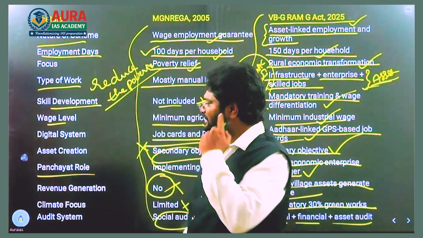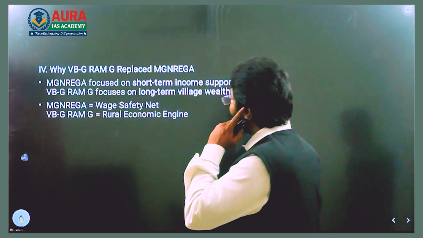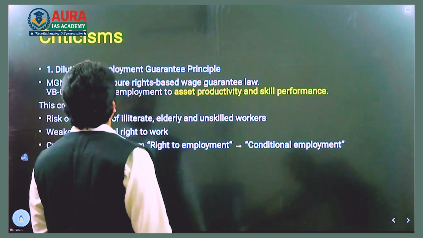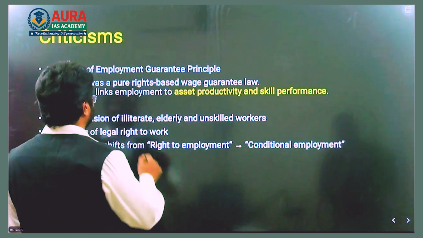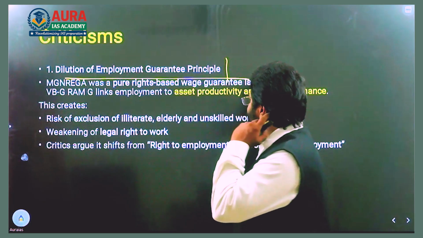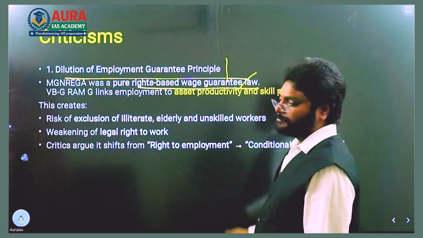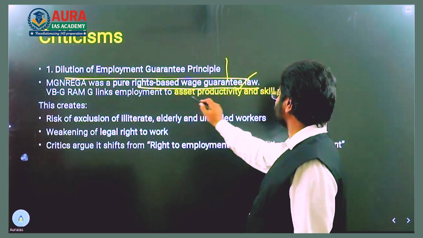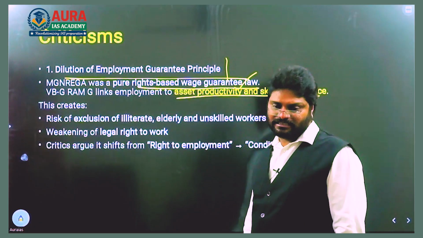So what are the criticisms of this Act? The first one is dilution of the employment guarantee principle. Earlier it was a rights-based wage guarantee law, but now it is an asset productivity and skill performance linked Act. That is one.